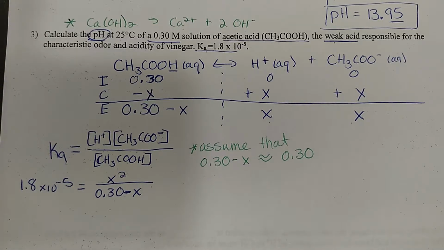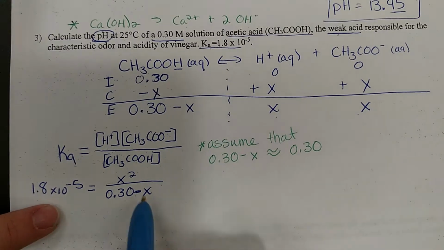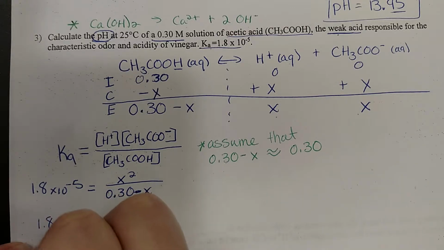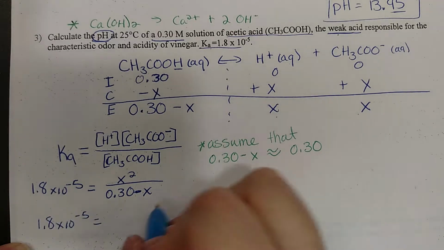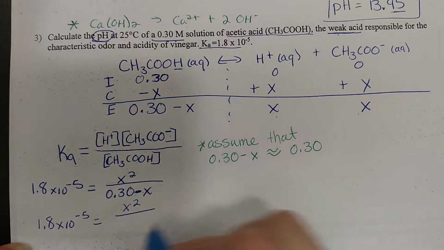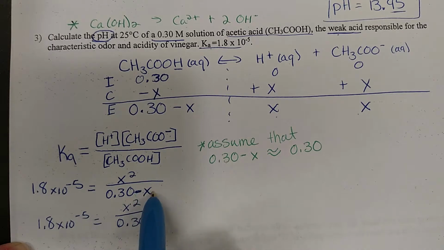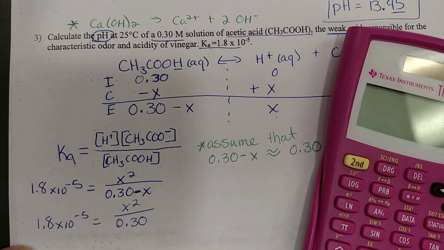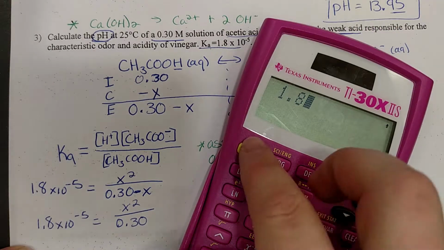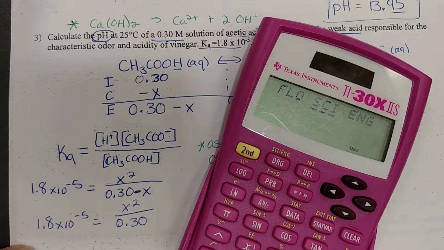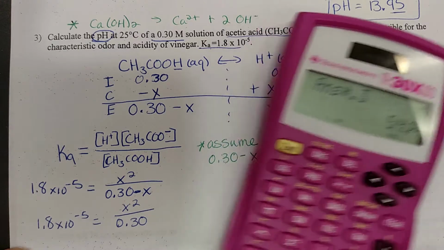So what that allows us to do is rewrite our equation without this X here. So we get 1.8 times 10 to the negative 5. Now it doesn't eliminate all the X's. You can't just drop X and be done. You still have to solve for something. So we only drop that one X value, and we solve from here. So the first thing we're going to do is multiply the 0.3 to the other side. So we have 1.8 times 10 to the negative 5, and we're going to multiply that by 0.3 and get 5.4 times 10 to the negative 6.